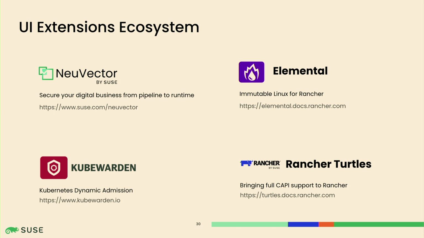We have KubeWarden, which is our policy management admissions engine, and we have Rancher Turtles. This is experimental at the moment, but this is going to be the next version of provisioning within Rancher, which is using upstream CAPI, so a lot more flexible. And with the StackState acquisition, there will be a StackState extension coming out.